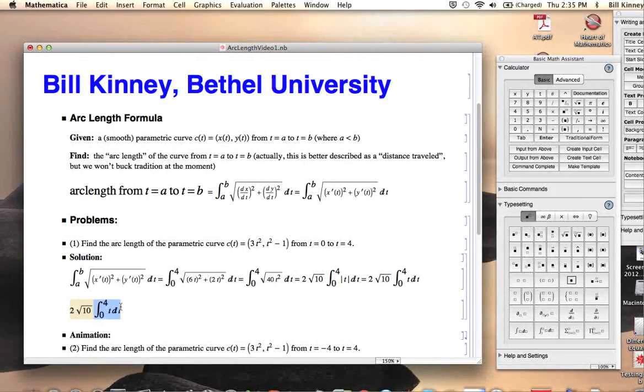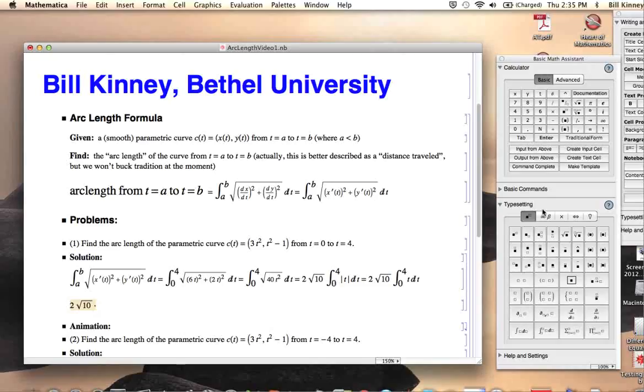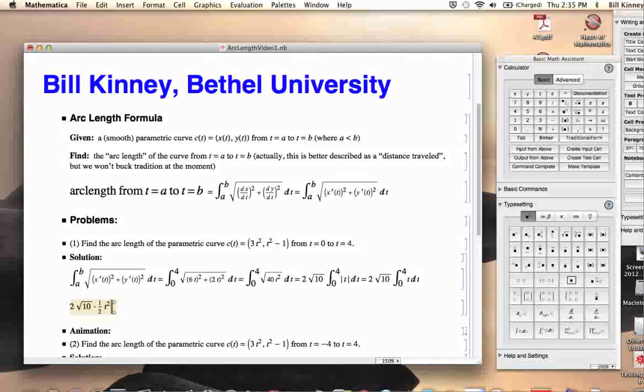Of course, integrating t is going to give you 1/2 t squared. The 2's are going to cancel. We're integrating from t equals 0 to t equals 4. Again, the 2's cancel. We've got that square root there still of 10. And you plug in t equals 4.